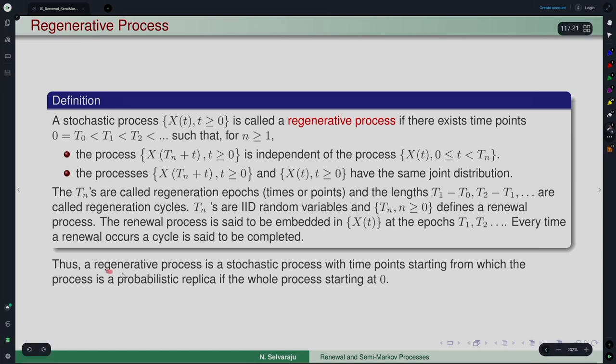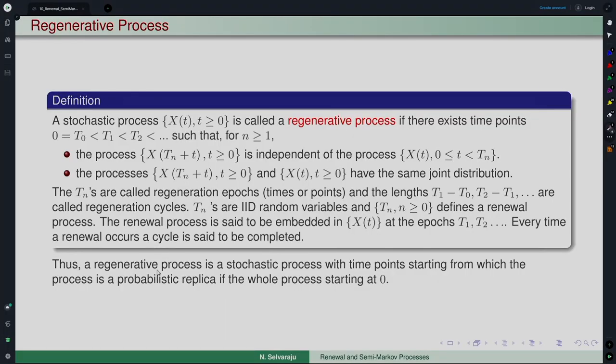So basically, a regenerative process is a process where there are certain time points, and starting from those time points, if you look at the process into the future, it is exactly the same from the probabilistic point of view as the process starting from 0. Whatever behavior you would observe starting from 0, you will observe starting from these regeneration points. From that point onwards, the process is just a probabilistic replica of a process that started at 0.